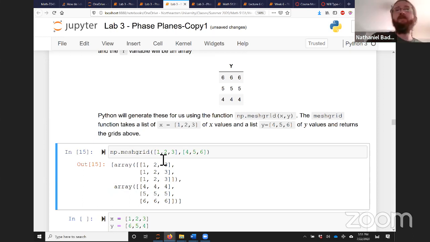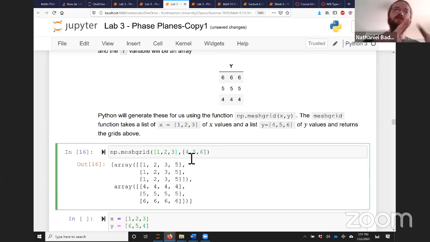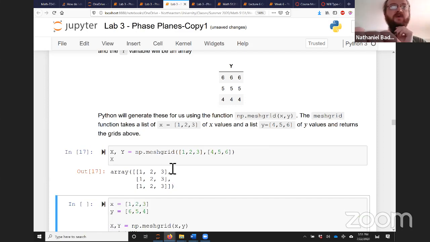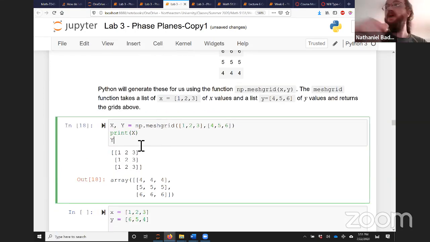For those of you coming from MATLAB, this is the same meshgrid that is often used in MATLAB. We could of course specify something slightly different, and then again, it'll produce the two-dimensional coordinates in this case. And so then we just save these out as x and y. So here's our x, and here's our y.